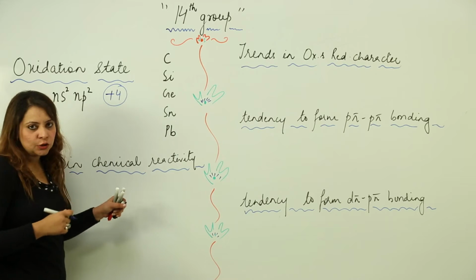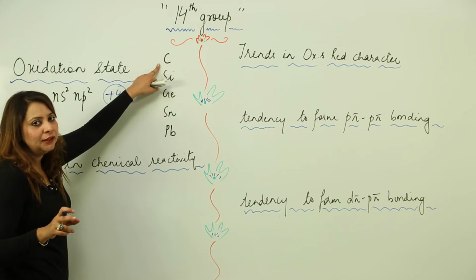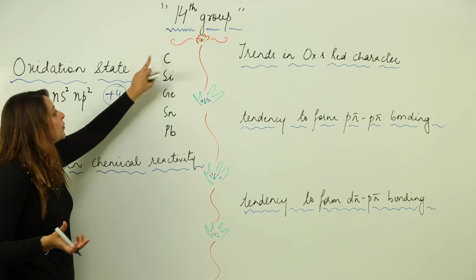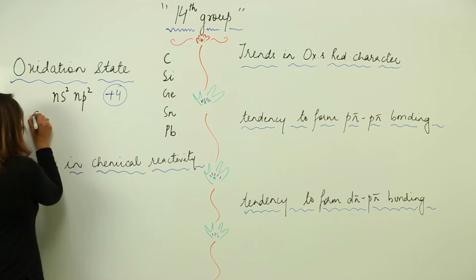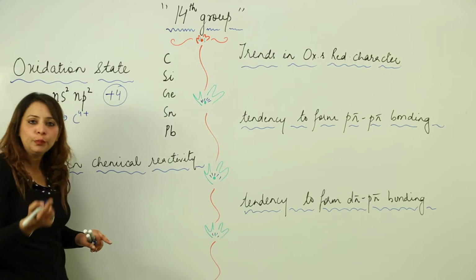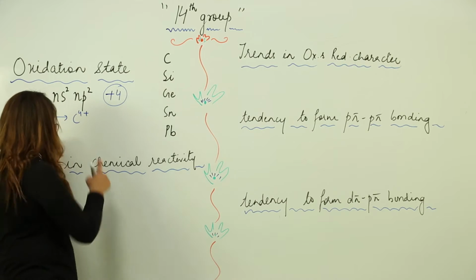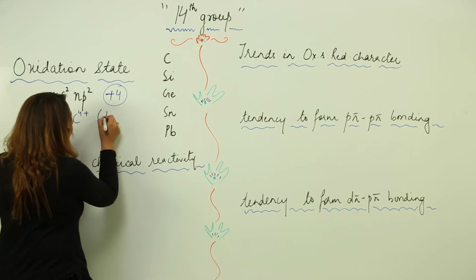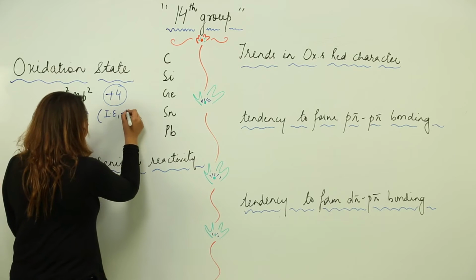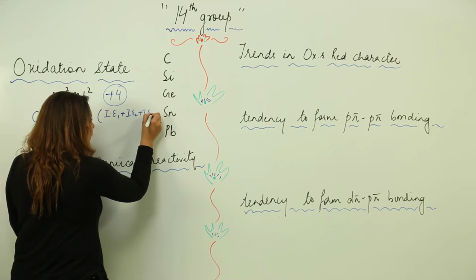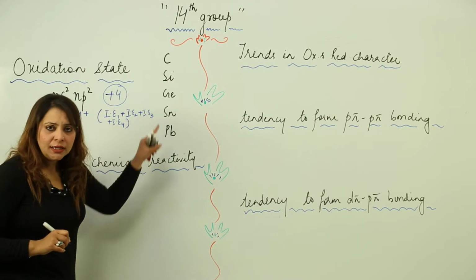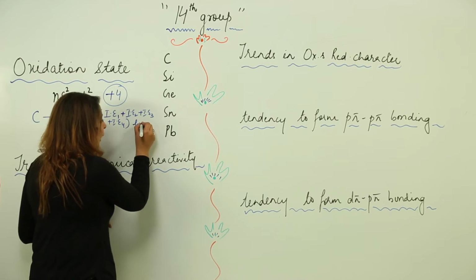But what do we actually see in this? If I consider carbon, as you know, carbon is smaller in size because it is the first member, so it is exceptionally small. Because carbon is smaller, it is very difficult to convert carbon into C4+. In converting C into C4+, for removing the first electron we give ionization energy 1, then ionization energy 2, then 3, then 4. So the sum of all these four ionization energies is quite high.